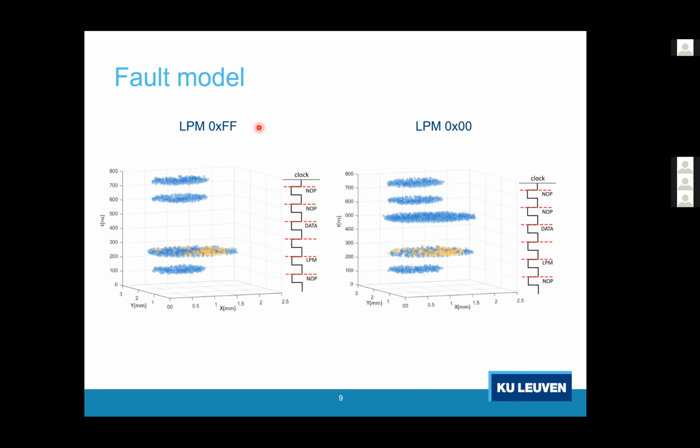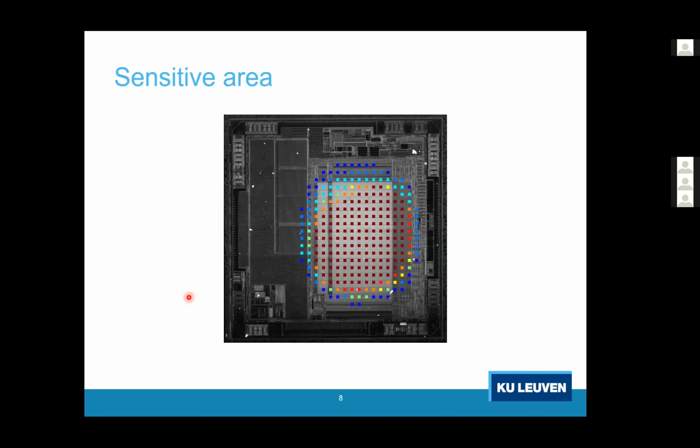We use two instructions to characterize what happens if you load data from memory. LPM means loading data from memory, and we did two things. We loaded either all ones, FF, or all zeros from the flash memory. The fault results you can see in the figure below. You have your Y coordinate and your X coordinate, which is the position over the die. If you look at the picture again, this is X, for instance, and this is Y.